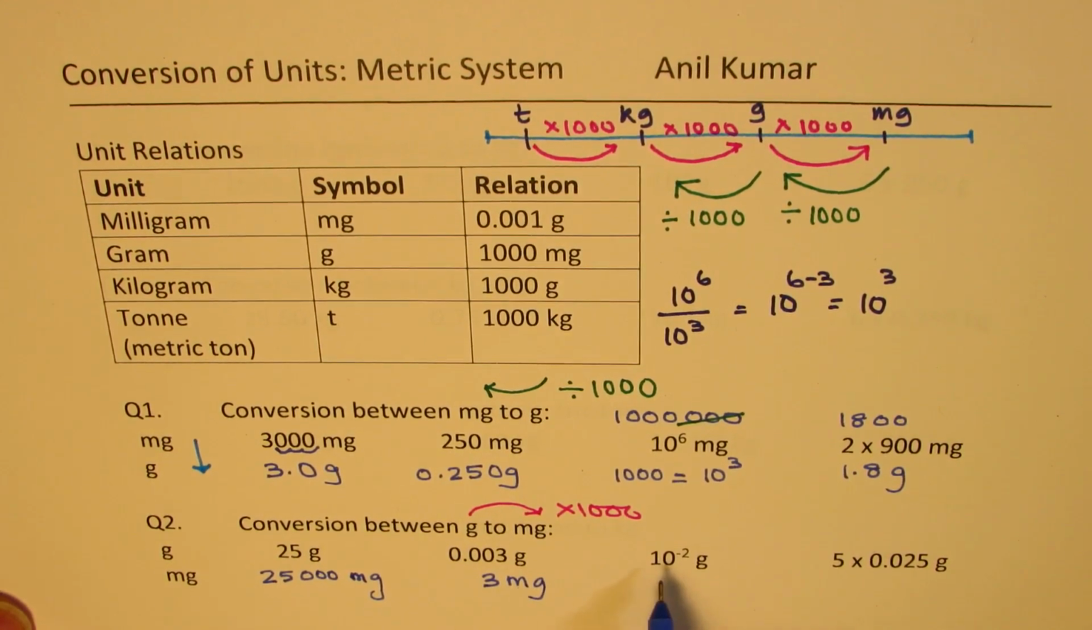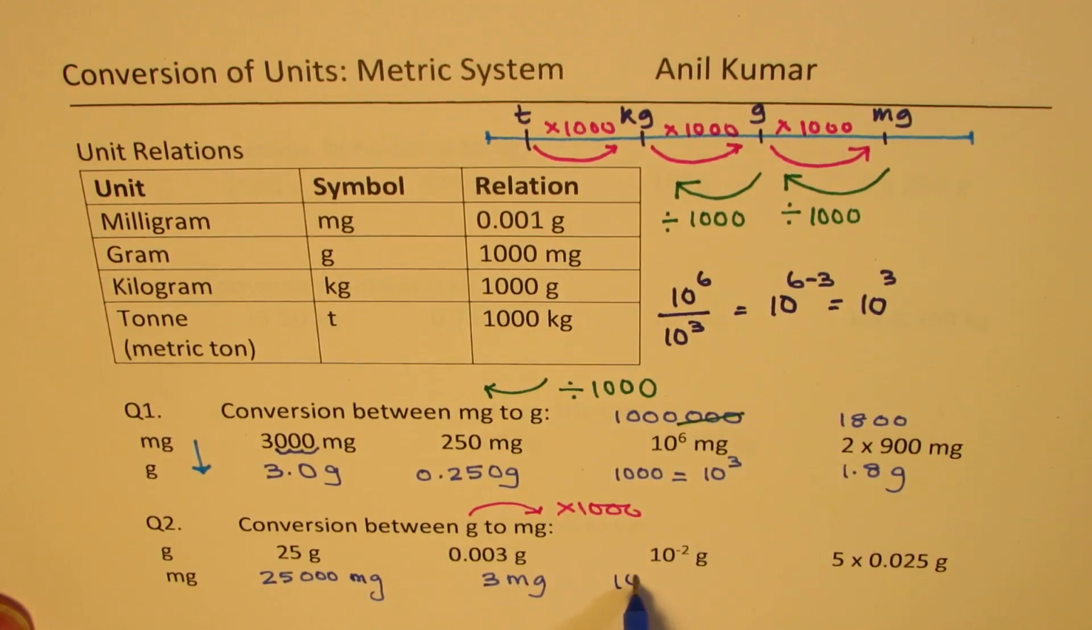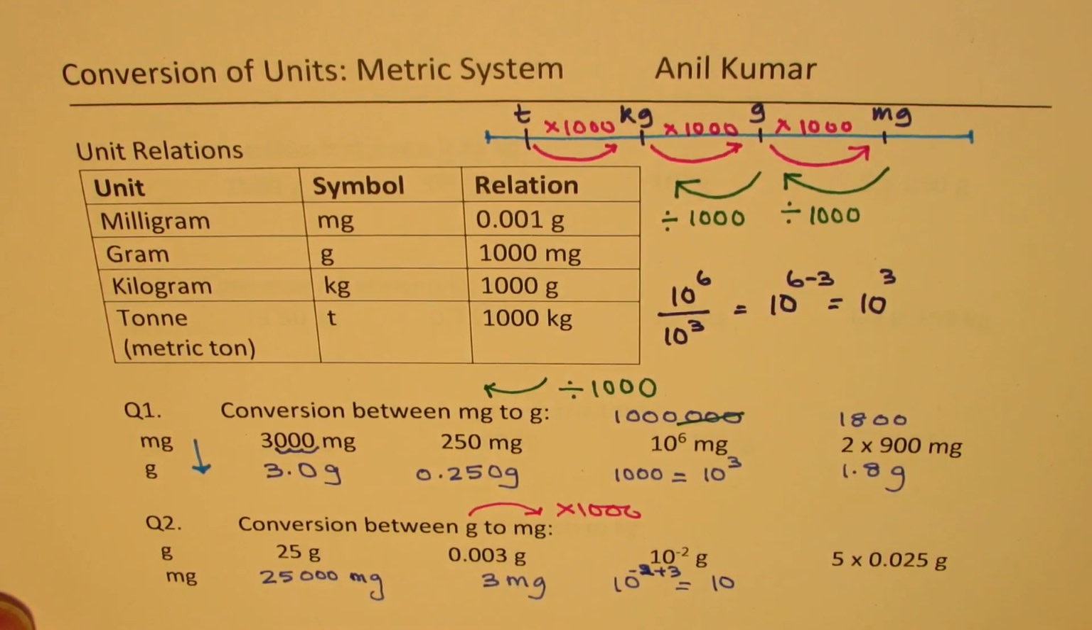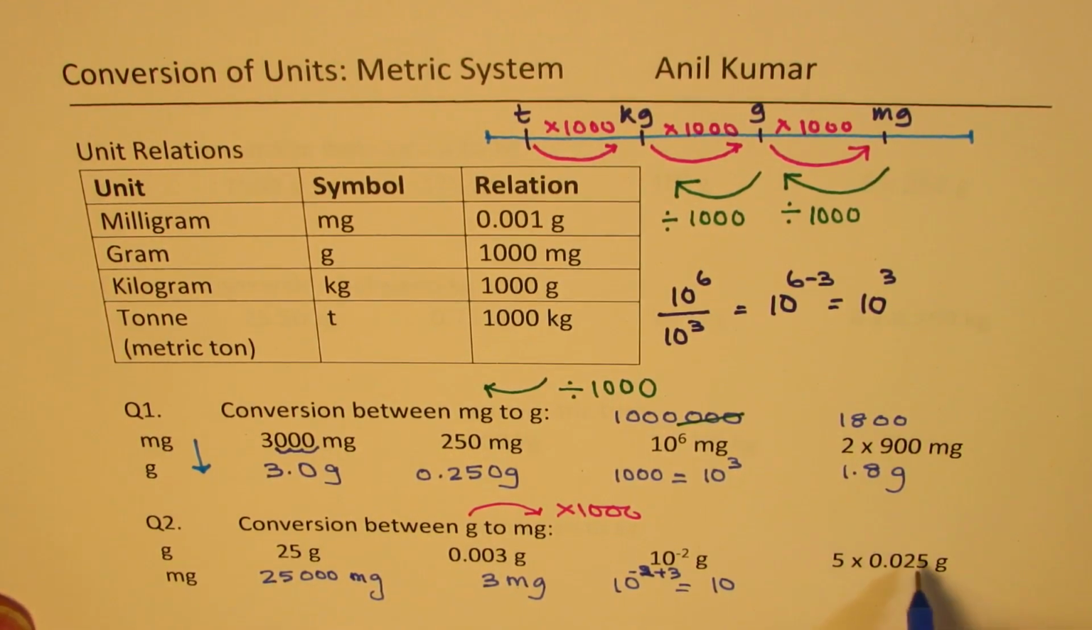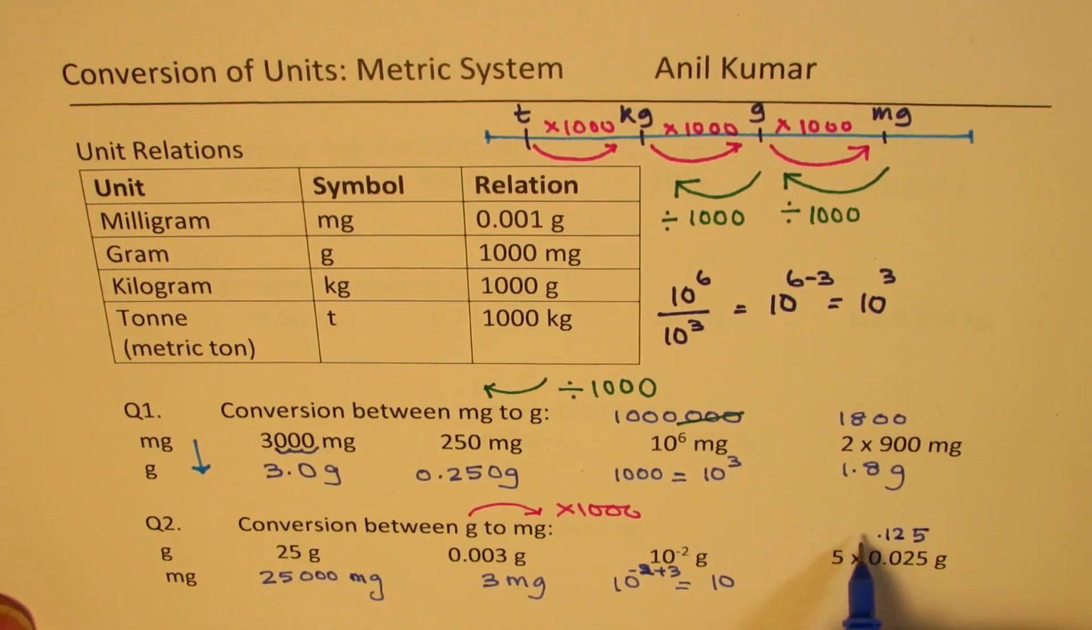So you get 3 milligrams. Here, when we have 10 to the power of minus 2, we can write this as 10 to the power of minus 2 plus 3, right? So that gives you 10 to the power of 1, which is 10. 5 into this. So when you multiply by 5, you get 5 times 5 is 25. 5 times 2 is 10, and then 112. You get 0.125, right?